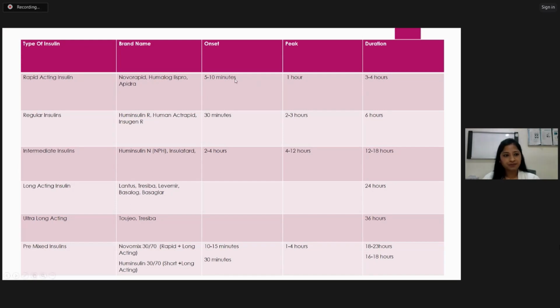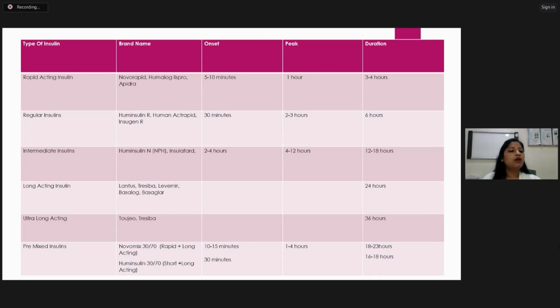And these are the types of insulin, their brand name, onset, peak, and duration. The rapid-acting insulin needs to be given just 5 to 10 minutes before the meals. So Novorapid, Humalog, Lispro, Apidra. The peak time is 1 hour and the duration they work for is 3 to 4 hours.